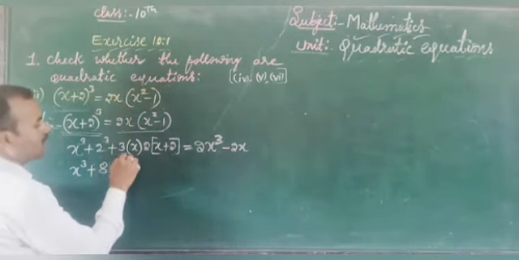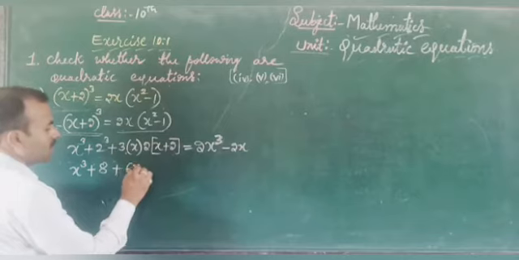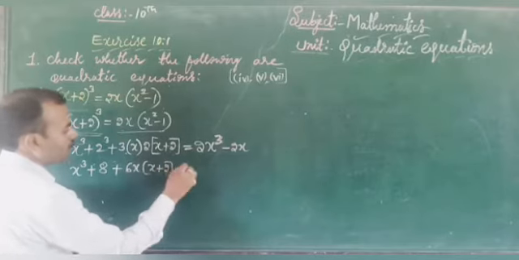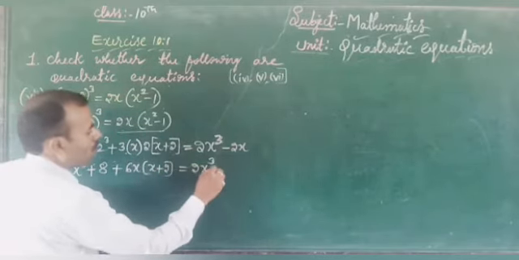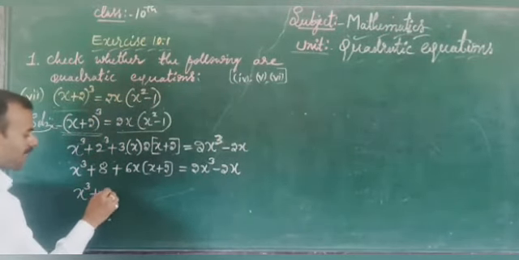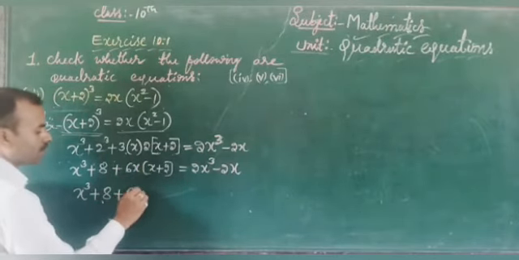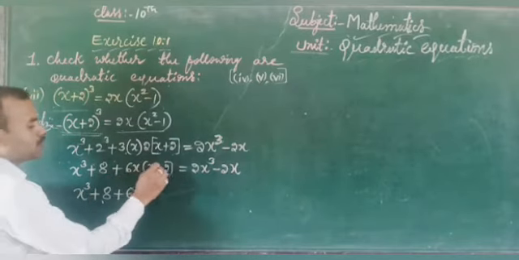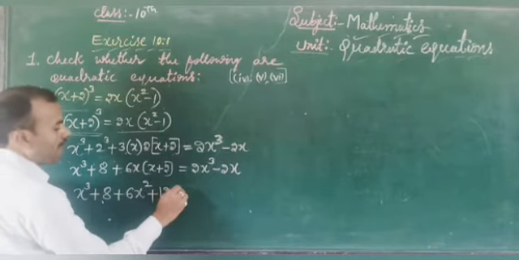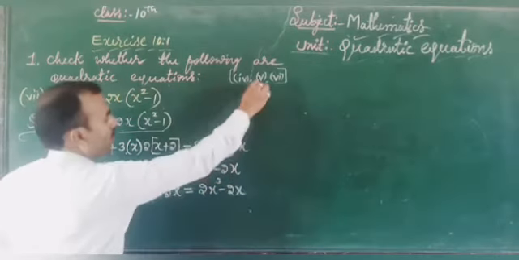8 plus 3 into x into 2, 3 2s are 6, into x, 6x into x plus 2 equals 2x cube minus 2x. x cube plus 8 plus, here plus into plus, plus 6x into x, 6x square, plus 6x into 2, 6 2s are 12x equals 2x cube minus 2x.